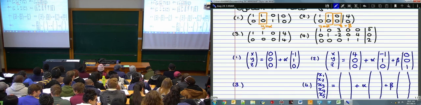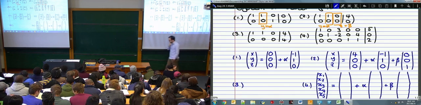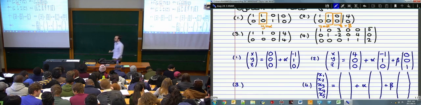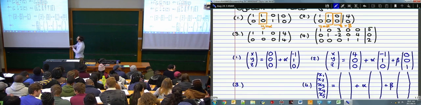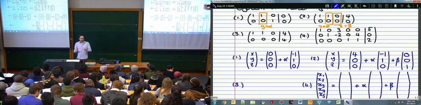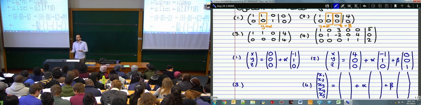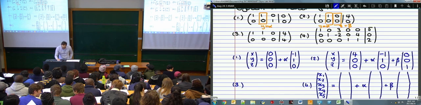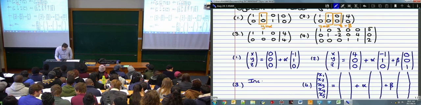So if we look at number 3, if we look at the second row of number 3, the second row of number 3 is saying 0 times x plus 0 times y plus 0 times z is equal to 4, right? And that's impossible. So there are no solutions over here. So you just write something down like inconsistent.